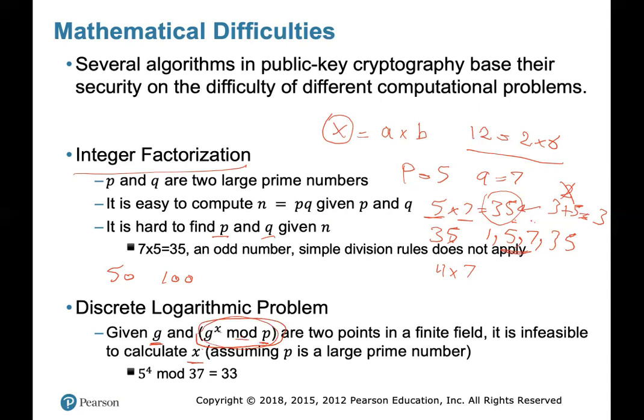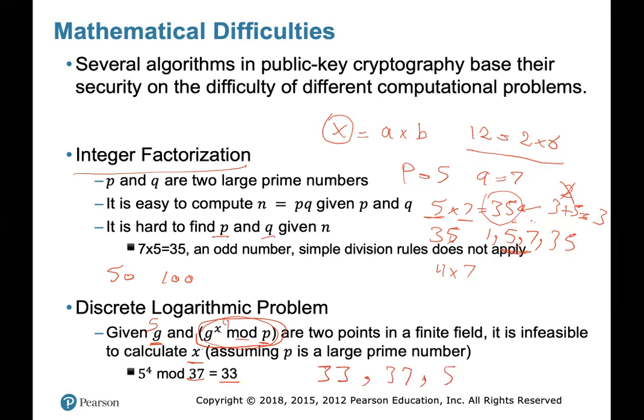For example, here I have something. G is 5 in my example, and my X is 4. So I calculated 5 to the power of 4. And P, I assume, is 37. 5 to the power of 4 mod 37 becomes 33. So now I'm going to publicize 33 and 37 and 5.